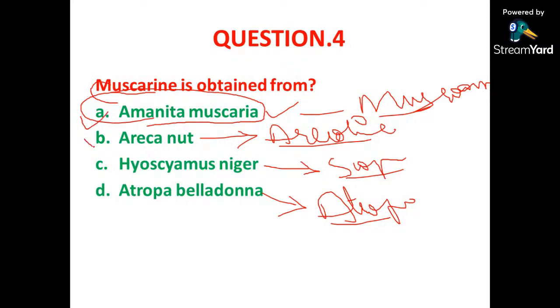These two plants are producing cholinergic properties. These two plants are producing anticholinergic properties. You should not confuse these plants. I think this fourth question is also clear to you.